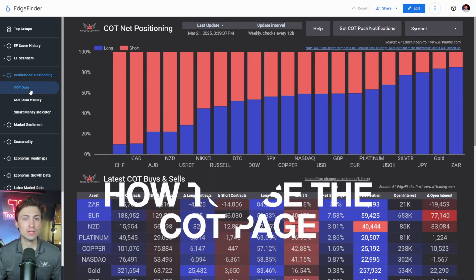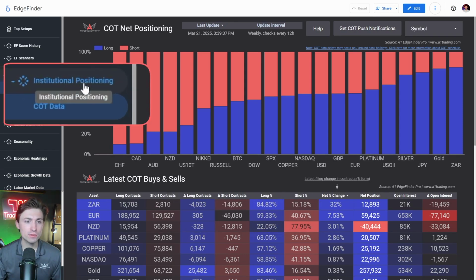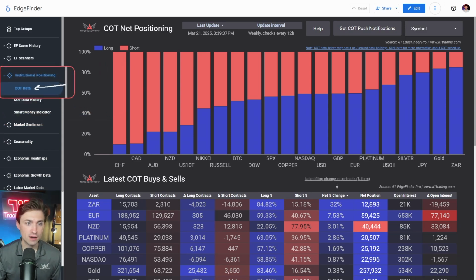Now we're going to take a look at the commitment of traders data. This is a very popular feature within the EdgeFinder. And what I've done is I've hovered over institutional positioning and I've done a drop down menu here, and you can see I've selected COT data. Now, COT data is one of our most popular features on the EdgeFinder because it's some pretty powerful stuff.